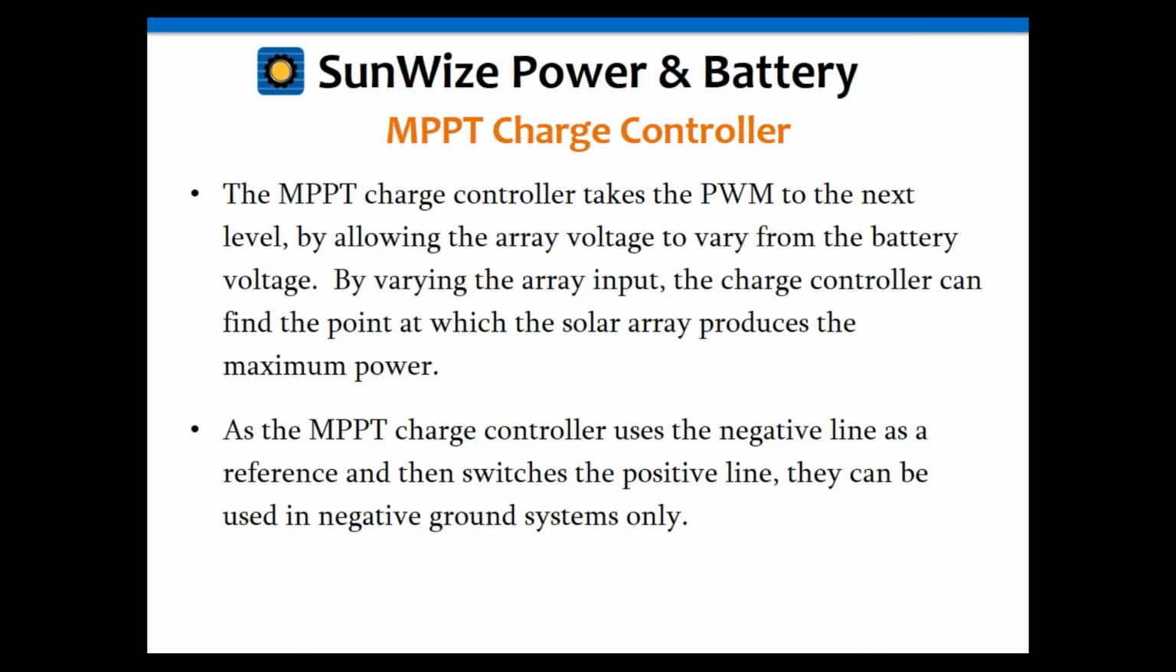These are a great improvement to the pulse width modulation in the sense that now the array voltage can vary from the battery voltage. Before, with all these other units, the array voltage was dependent upon regulation and the battery voltage. This is no longer true now. Now the array could be at a completely different voltage than the battery voltage at any stage of the battery charging cycle. And by doing this, the charge controller can then maximize the output from the solar array.